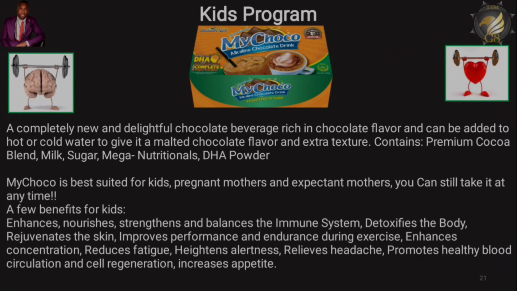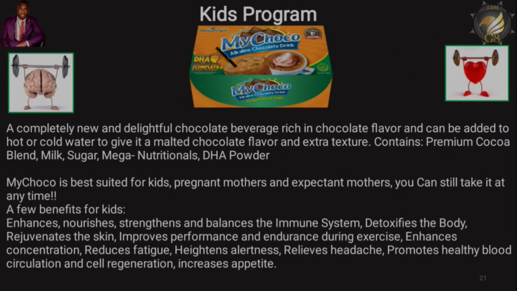and also very good for anyone who wishes to enjoy this type of drink. So it's a completely new and delightful chocolate beverage, rich in chocolate flavor, and can be added to hot or cold water or hot or cold milk to give it a melted chocolate flavor and extra texture. It contains premium cocoa blend, milk, sugar, mega nutritious DHA powder. DHA simply stands for docosahexaenoic acid, which is very good for healthy development of the brain and also helps in eye development.